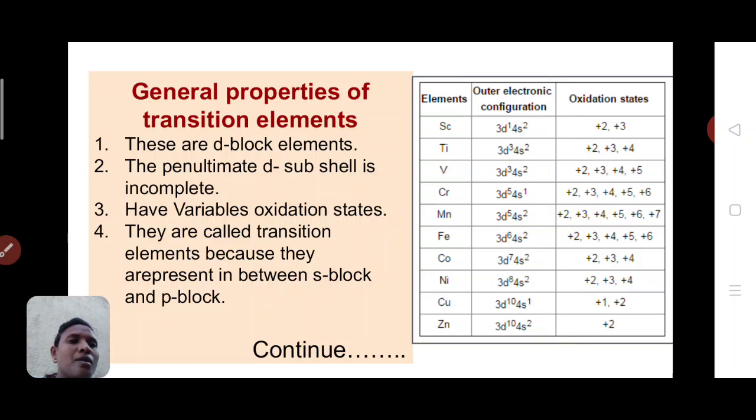Manganese has the largest number of oxidation states, that is +2, +3, +4, +5, +6, +7 also. The same way for iron, copper, nickel, cobalt and zinc. So all the d block elements have variable oxidation states, meaning they have different types of oxidation states.